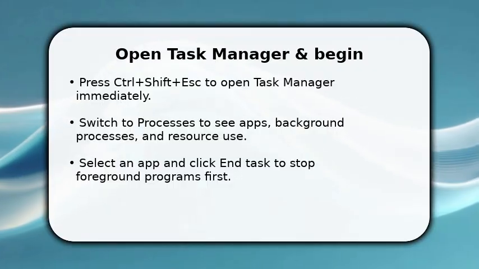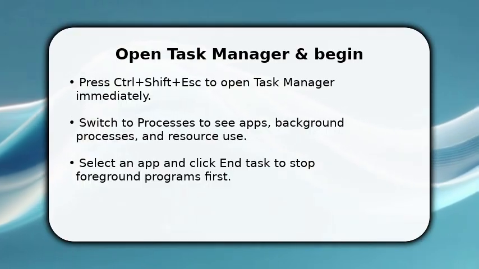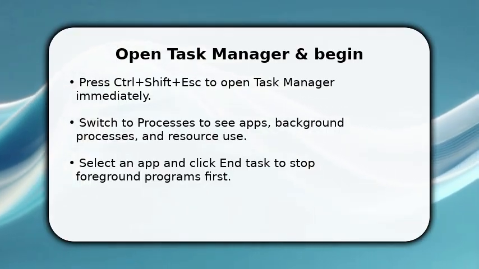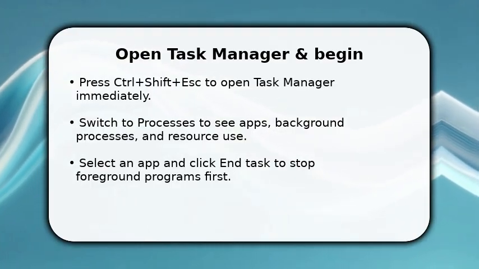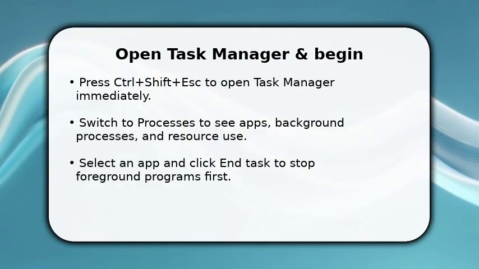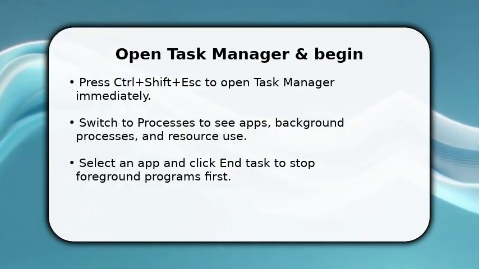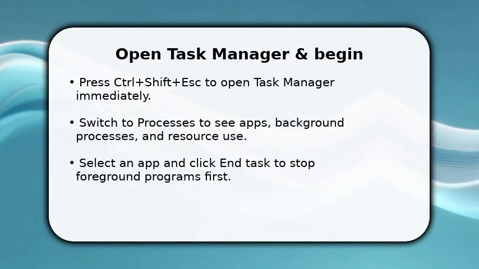You start by opening Task Manager with Control plus Shift plus ESC. This puts you in control fast. Once visible, move to the Processes tab to see apps and background services and why they use CPU or memory. You should end visible applications first because they're safest to close. Select a process and choose End Task.